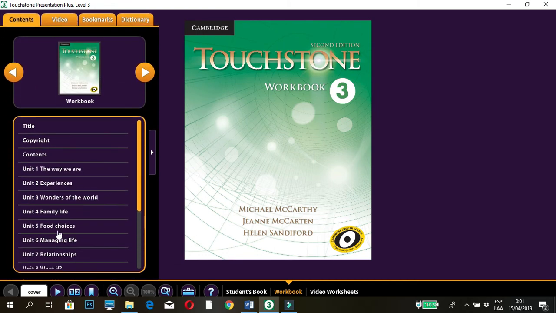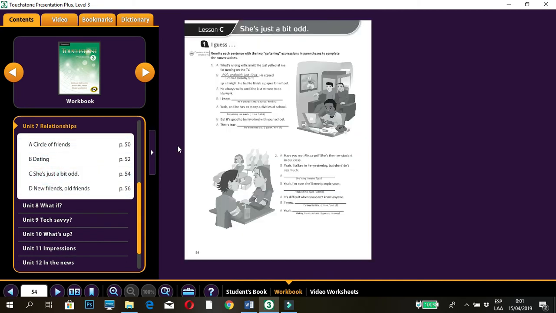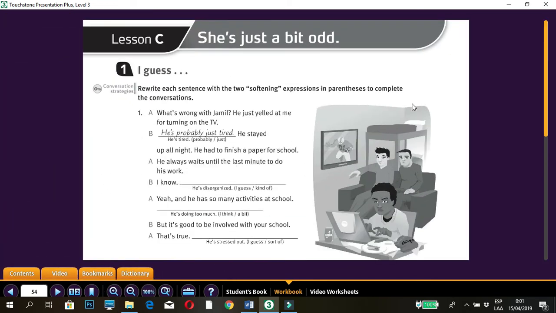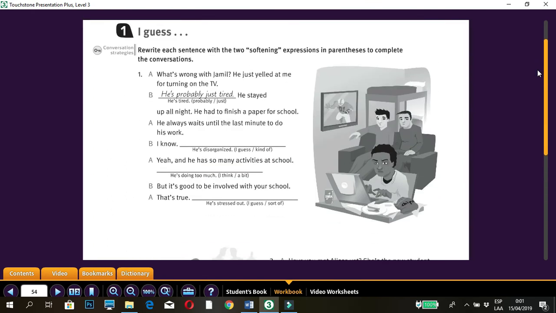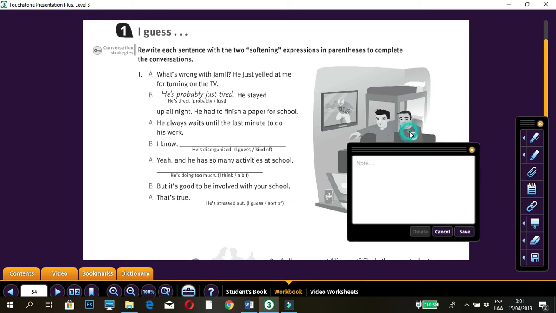So let's go to part C, because the workbook has very good activities. So we have conversation strategies. Rewrite each sentence with the two softening expressions in parentheses to complete the conversations. So look at this. What's wrong with Jamil? Okay, hold on. Here we have a little notebook. So what's wrong with Jamil?